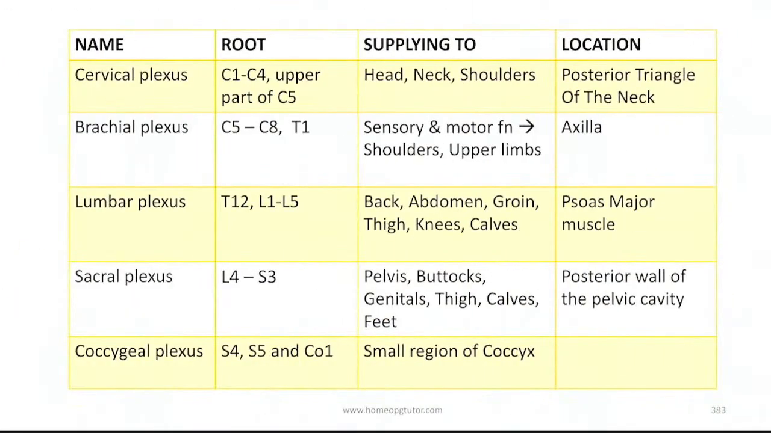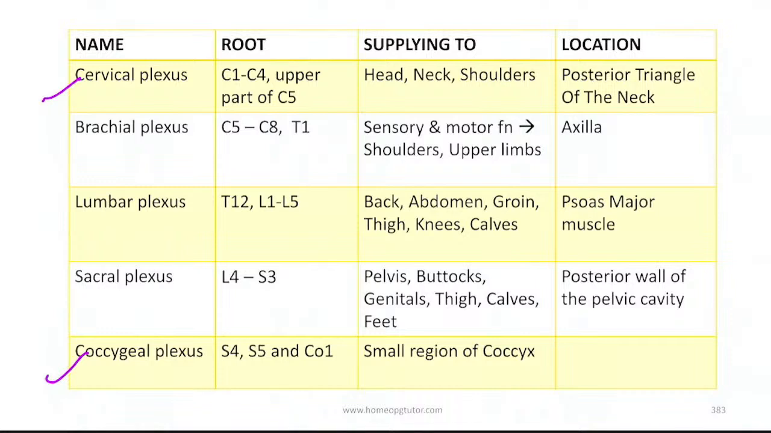Next, remember about the plexuses. What are the plexuses? We have a cervical plexus, a brachial plexus, a lumbar plexus, a sacral plexus, and also a coccygeal plexus. The coccygeal plexus and cervical plexus are not that important, but you should know them. If you remember this table, that might be enough. This is a basic thing that you have to know.